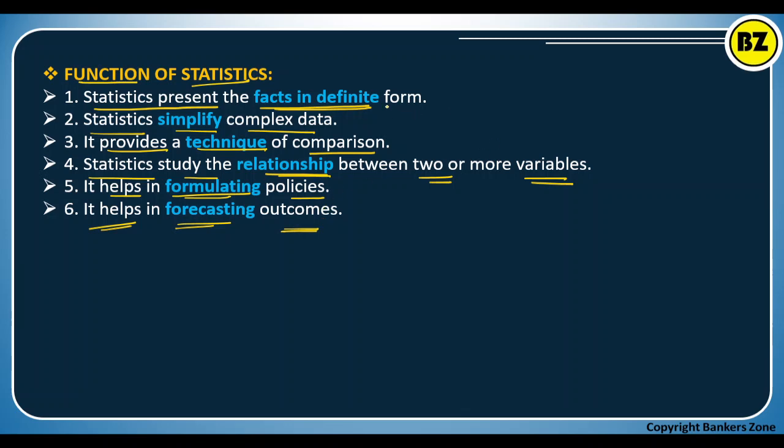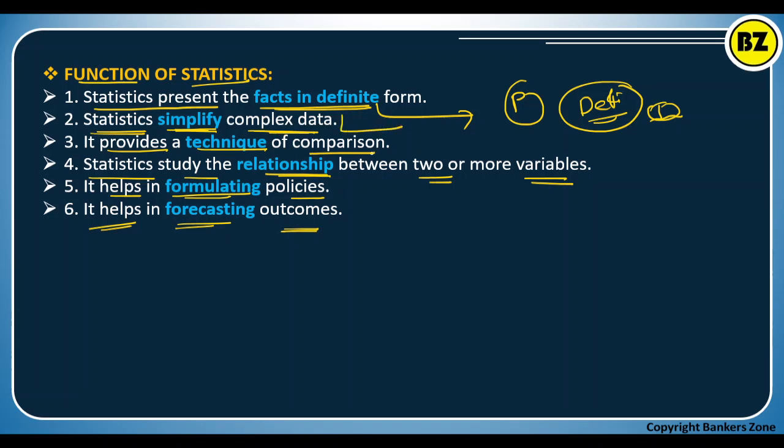What do you mean by facts in definite form? It only represents the facts, and obviously in the definite form. It will not give any decision or fact in indefinite form. It is for a definite period or definite numbers. Statistics simplifies complex data. You are classifying, you are making tabulation, right? So it will be simplification of complex data.